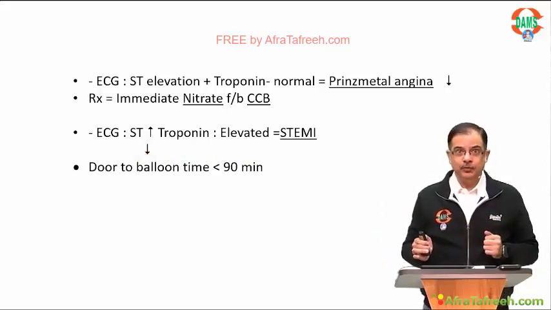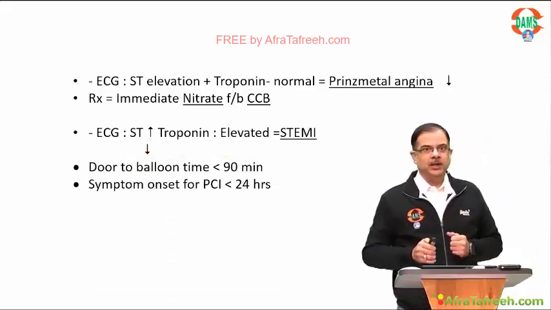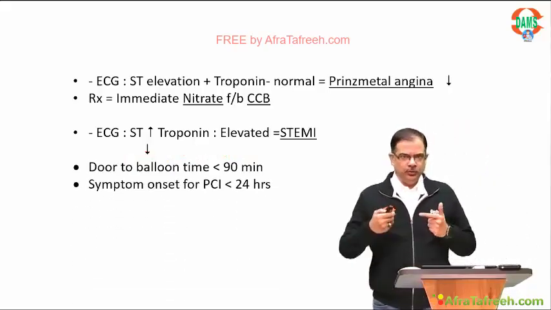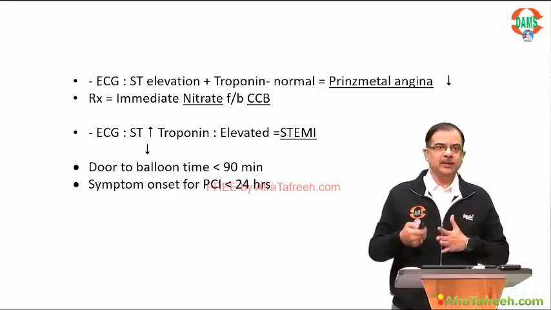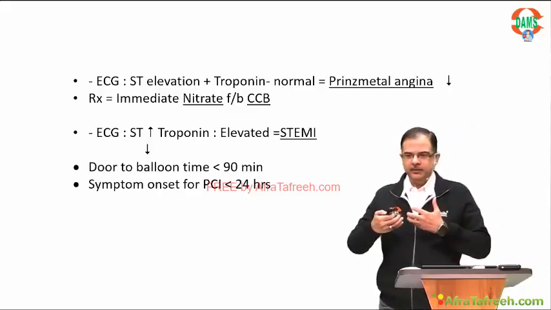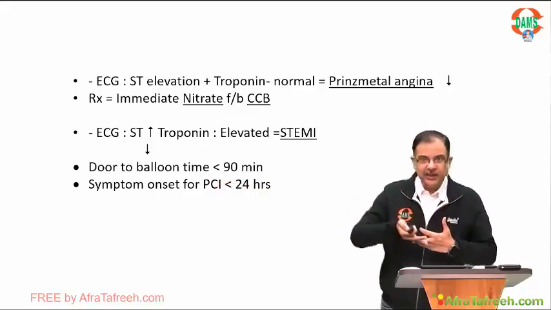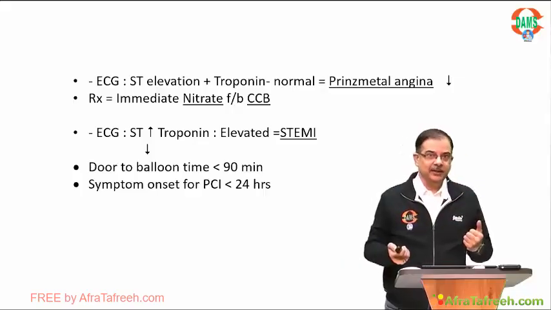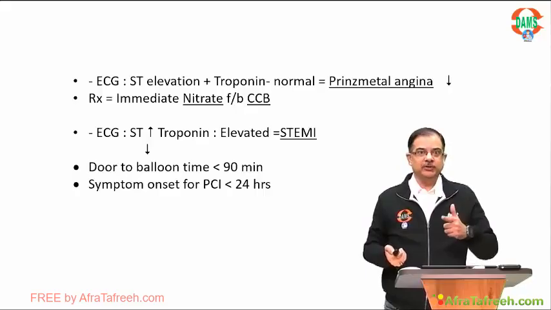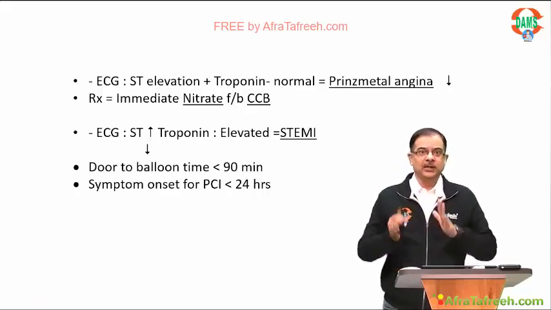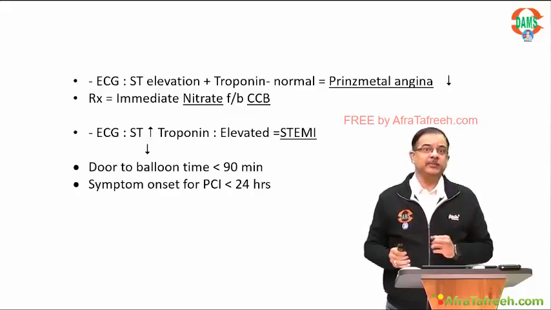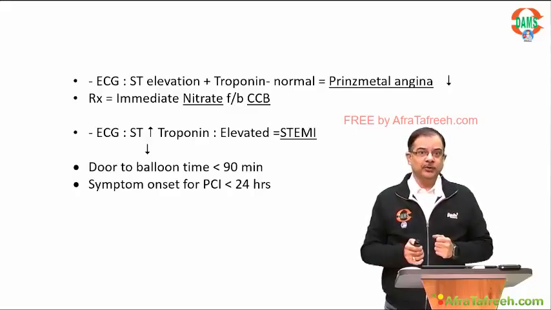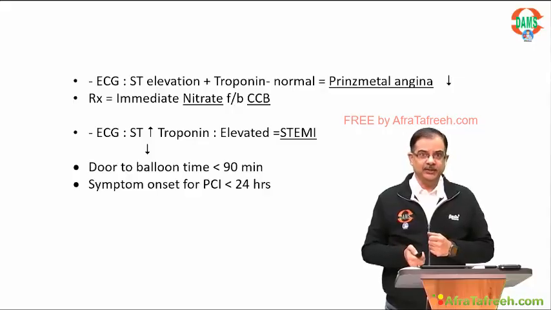From the entry of the patient till the balloon or stenting. Now know the difference between door to balloon time and symptom onset for PCI, because if the thrombus is old and we remove that thrombus, reperfusion arrhythmias can take place. That is known as symptom onset for PCI. It should be within 24 hours. If the patient comes to you after 24 hours, even in a PCI hospital, conservative treatment is done. Do not go for opening of the thrombus. Reperfusion injuries will take place.